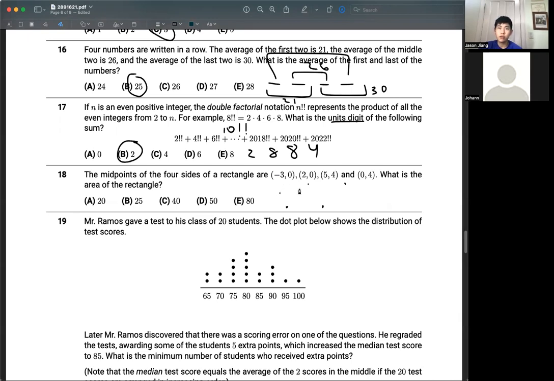So the rectangle looks something like that.